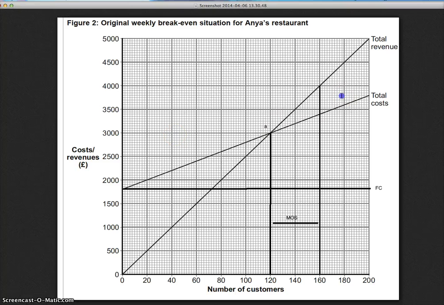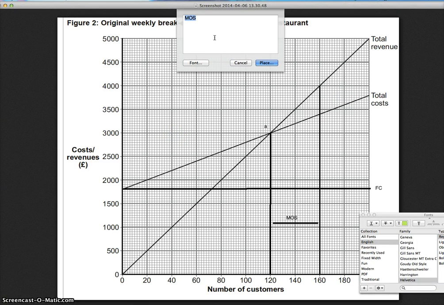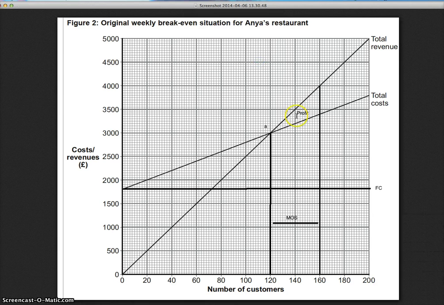Okay, so to label that, you could shade it, but I think what I'll do is I'll actually put the words in. So if we put in profit, and again there, those are your areas of profit. It is possible that they might ask you to shade it in. I think that's unlikely. It's more likely that they would ask you to put the word in.